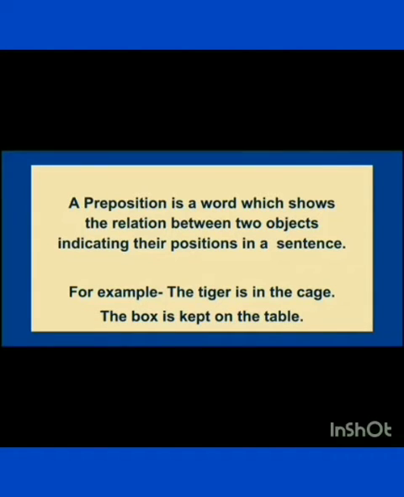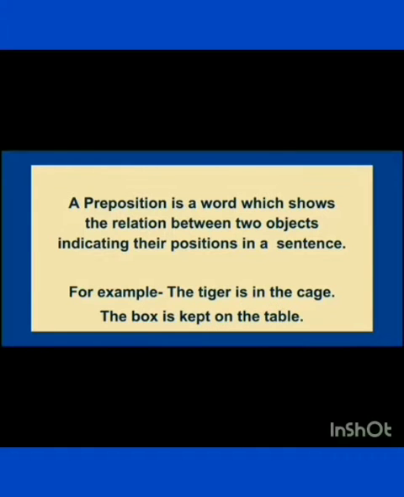If you look at the first one, the tiger is in the cage. We're talking about a tiger with respect to the cage. What is the position of the tiger? The tiger is in the cage. In here tells us about the tiger. Next, the box is kept on the table. We're talking about a box with respect to the table. Where is the box kept? The box is kept on the table. So on tells us the position of the box. Here, in, on, these are what? These are prepositions. They tell us the position of the object with respect to another.